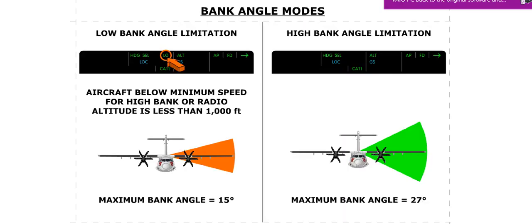The bank angle used during the turn depends on the bank angle mode. If you recall, a maximum of 15 degrees is used if the airspeed is below the minimum airspeed for high bank, or the radio altitude is below 1,000 feet. Otherwise, a maximum bank angle of 27 degrees is used. A restricted bank angle is indicated by the green LO label on the FMA.